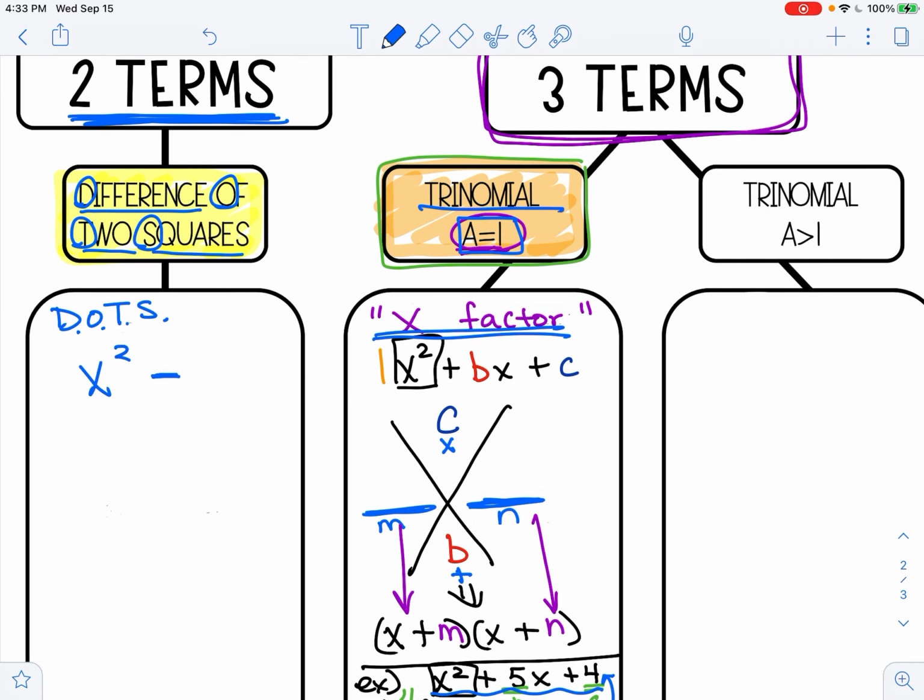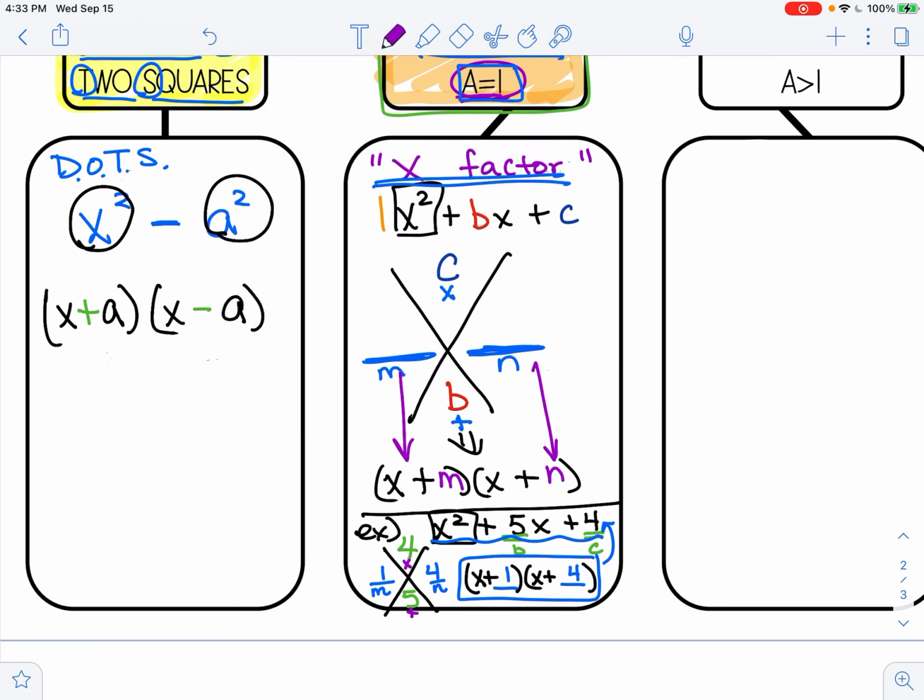We take x squared comes from x times x. A squared comes from a times a. 1 is a plus and 1 is a minus. That's it. That is how we factor. So for example, let's put this one in here. If I have x squared minus 16, I know there's 2 terms, a difference, and 2 perfect squares.